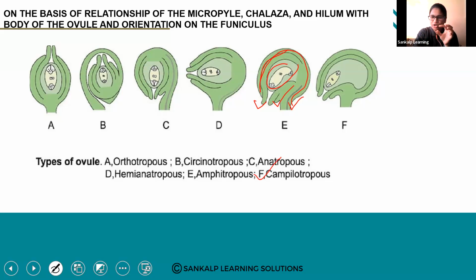Here only the body of the ovule will be curved, but not the gametophyte. That is, the embryo sac will not be curved. Here, see, the embryo sac is also curved, right? So here the embryo sac will not be curved. It is the same, like this only. So such ovules are called campylotropous ovules. Orthotropous, sarcinotropous, anatropous, hemianatropous, amphitropous, and campylotropous ovules.